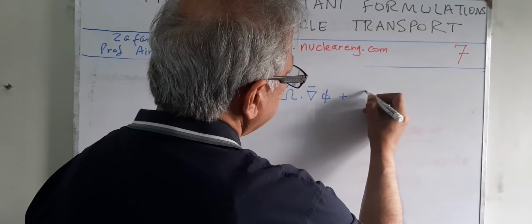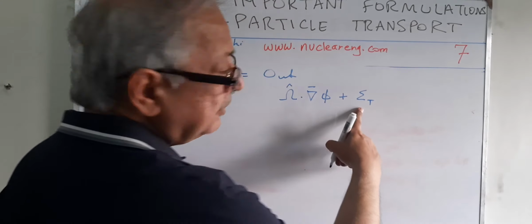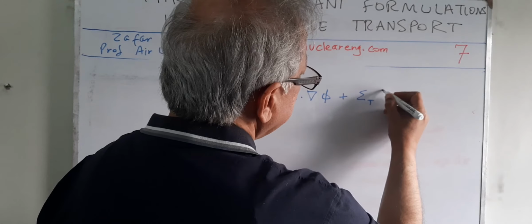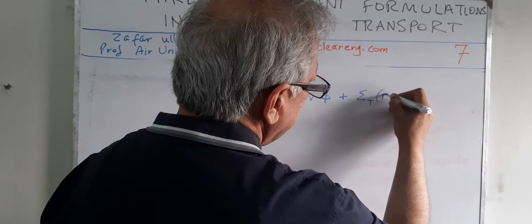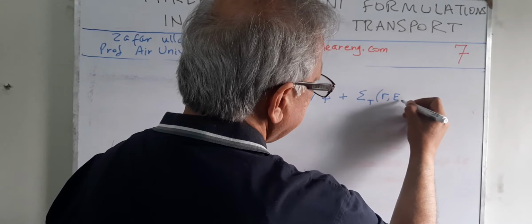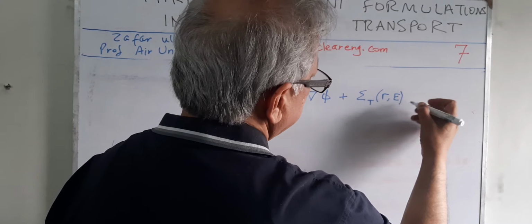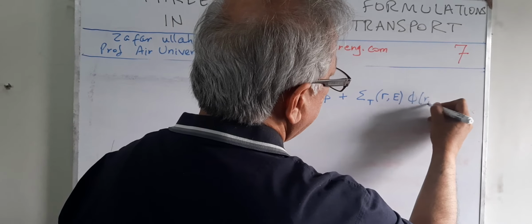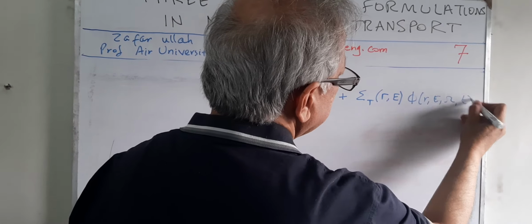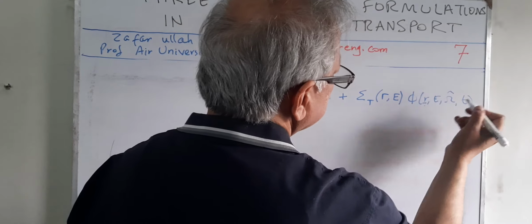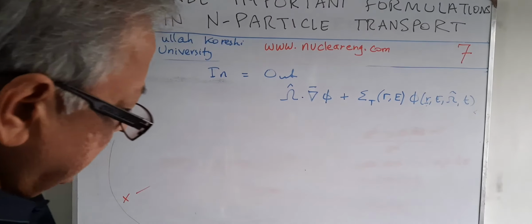And how many are going out? If we have a total cross section over here, then the total cross section at some position r at some time t times phi of r, omega, t. Let me show this over here. So that's what is going out.